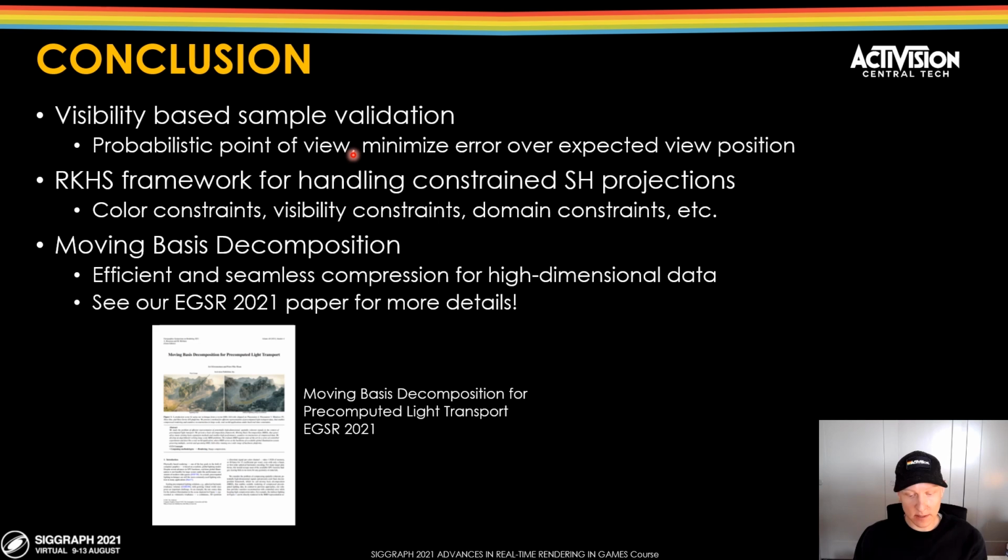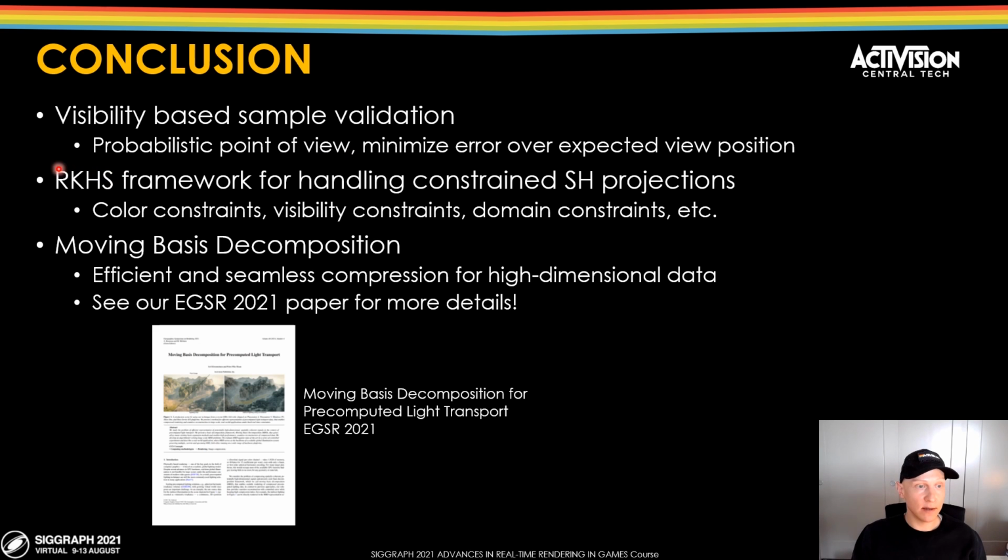And this kind of lets you sidestep the issue that you can't solve the fundamental light leaking problem with volumetric representations. But if you take this a priori distribution of view positions into account, you can greatly minimize the resulting light leaking artifacts that happen after that.